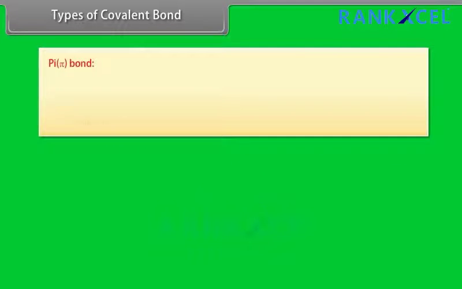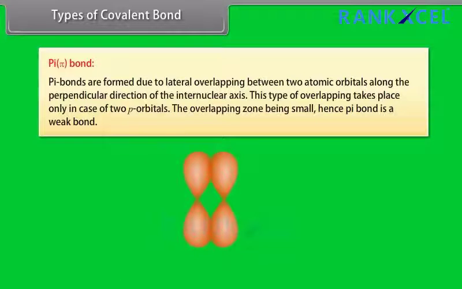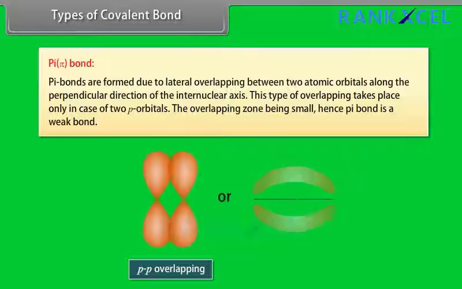Pi bond. Pi bonds are formed due to lateral overlapping between two atomic orbitals along the perpendicular direction of the internuclear axis. This type of overlapping takes place only in case of two p orbitals, the overlapping zone being small. Hence, a pi bond is a weak bond.